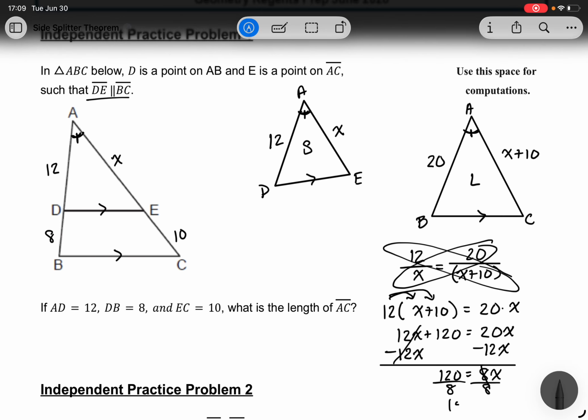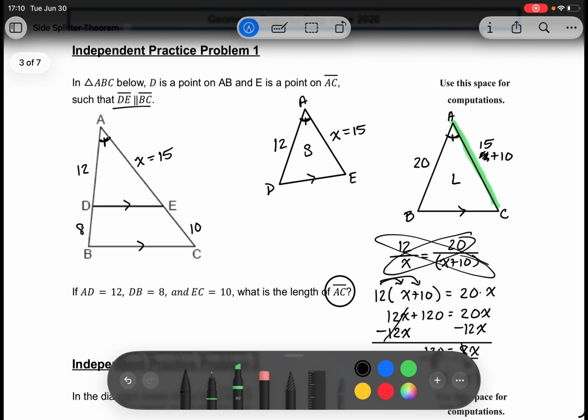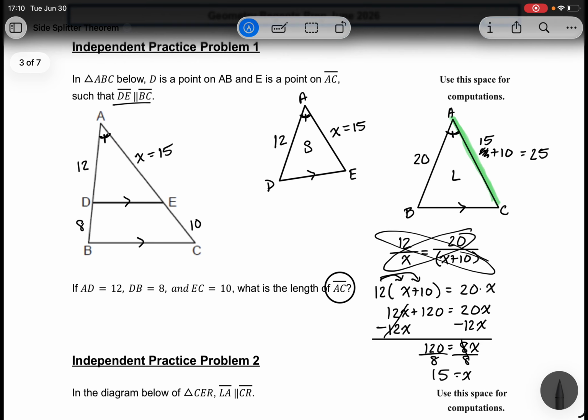So now we know that 15 equals X. So I'm going to go back in and make sure that I label that in each part of my diagram where I have X labeled. And we know that we're solving for AC. So we're solving for this entire length of the large triangle. So we're going to have to do 15 plus 10, which will get us 25. So we know that line segment AC equals 25, and that will be your final answer. So congratulations if you got that correct.